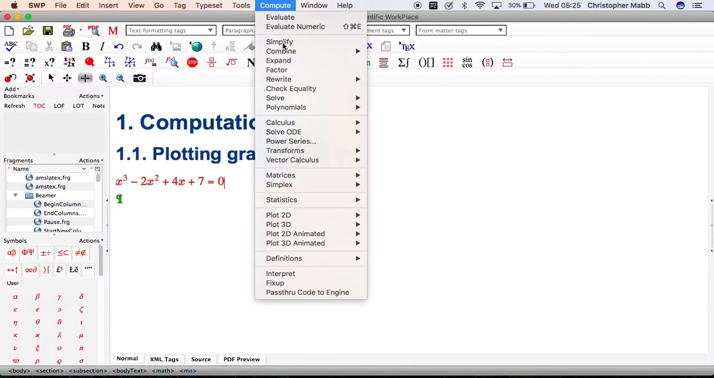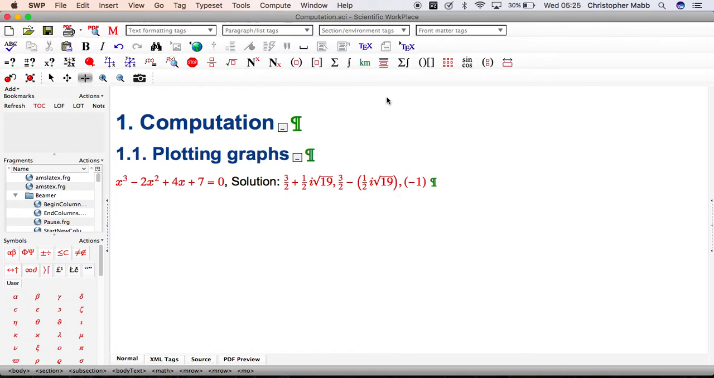So when we click on compute, solve, exact, our three roots are 3 over 2 plus or minus a half i root 19, and the real root minus 1.